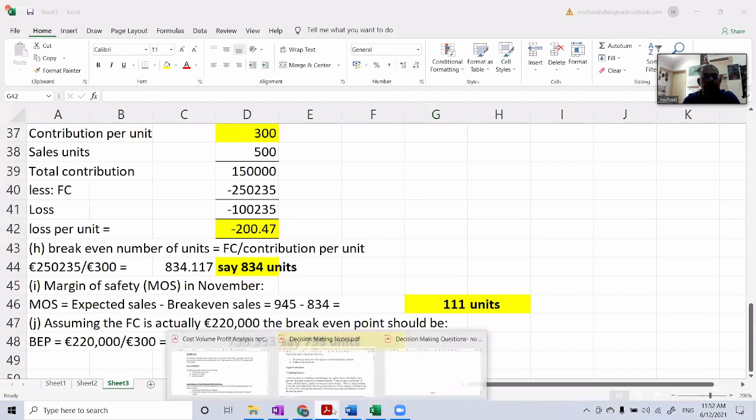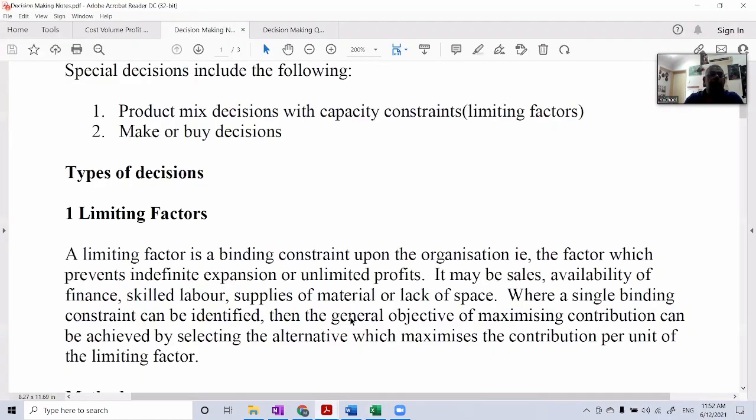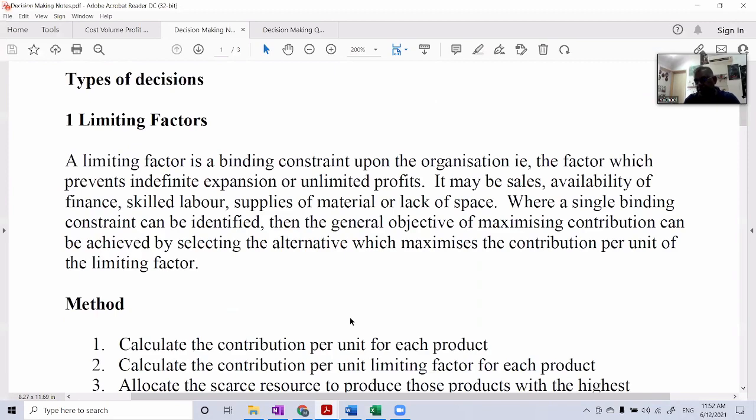Okay. So it says limiting factor. What is the limiting factor? Binding constraint. Yeah. But the many constraint. Binding is a constraint that really stops you from becoming more profitable. All right. Binding constraint upon the organization, i.e., the factor which prevents indefinite expansion or unlimited profit. So the word constraint stops, it blocks, prevents you from becoming more profitable, prevents you from generating higher profits. That's what a constraint keeps you in, yeah, instead of being able to move out, yeah.